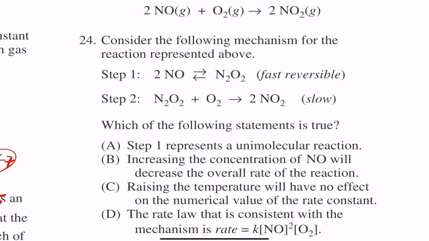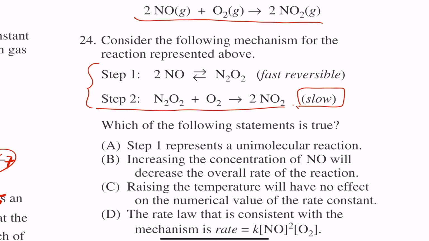Number 24. Consider the following mechanism for the reaction represented above. So we have this reaction right here, which apparently happens in two different steps, and it looks like the slow step is the second step, step 2. As everybody should remember, the slow step is basically the rate determining step, right? Because that determines the overall rate of reaction, how fast it can go. So which of the following statements is true?